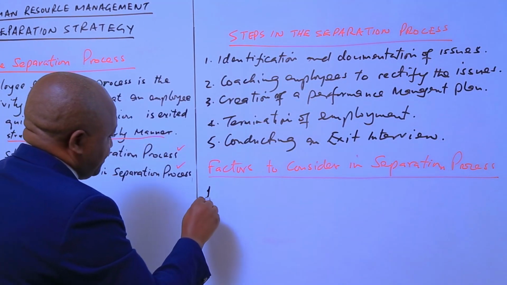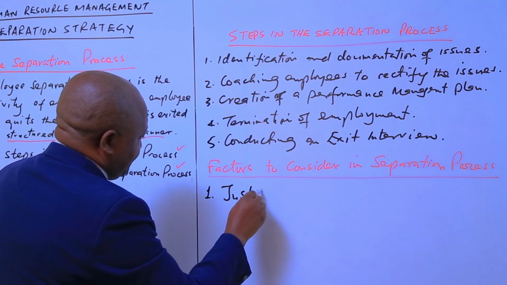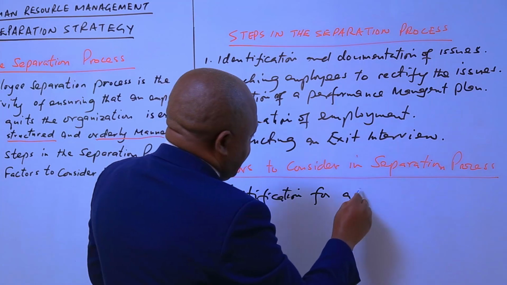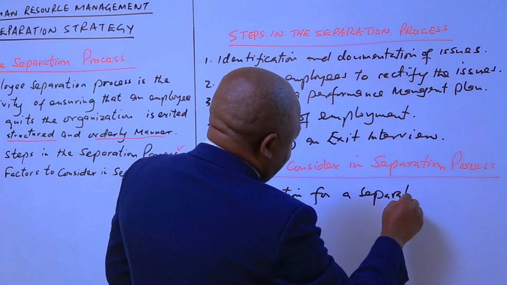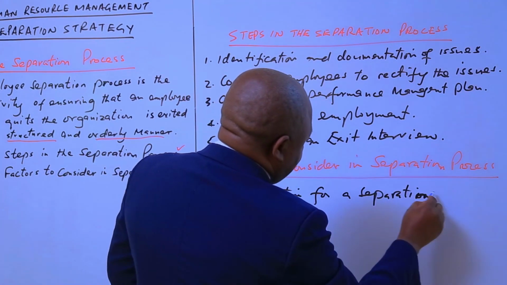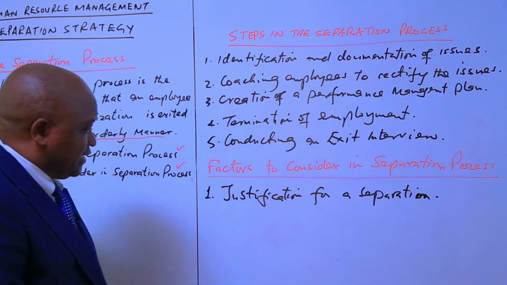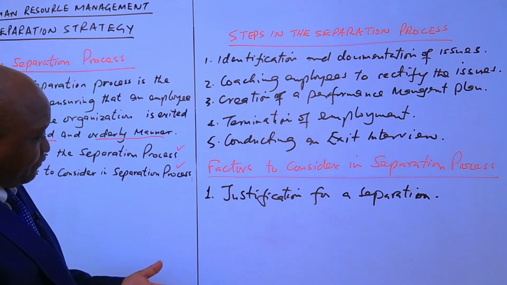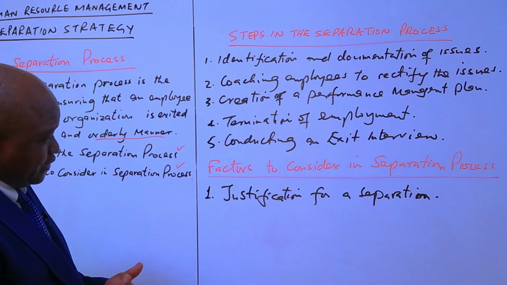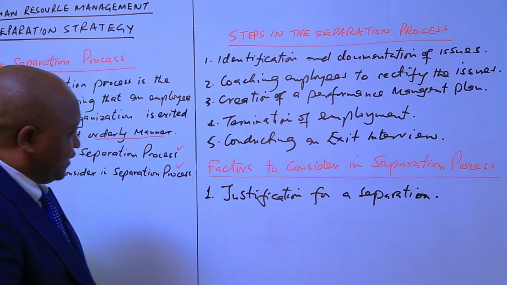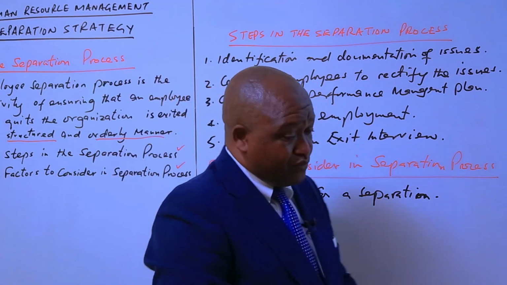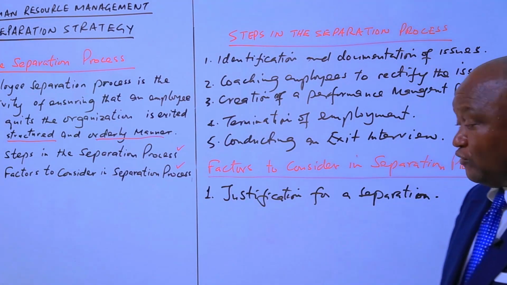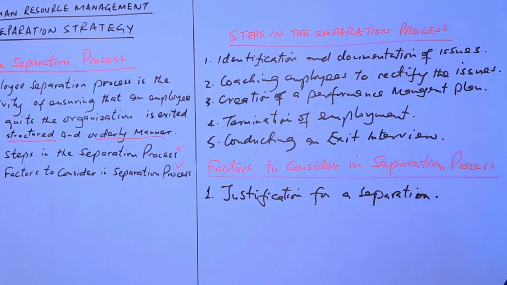Now, one of the first things that must be considered before a separation takes place is the justification. Number 1, justification for a separation. Sometimes there might be a feeling that a particular employee has to leave an organization. But if an employee has a contract of service, or has not performed well maybe for the first time, should that be a reason to terminate the services of that employee? So this should be considered.